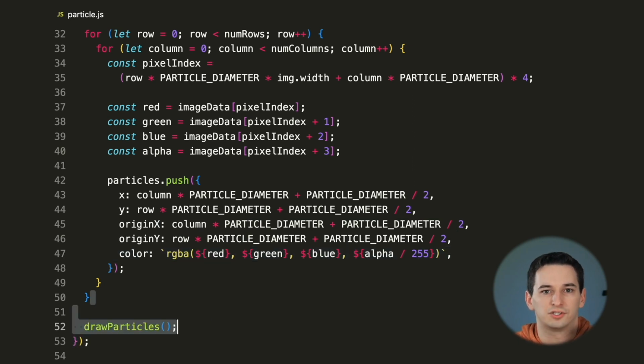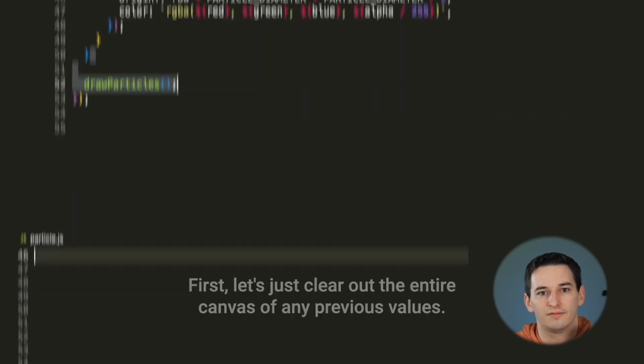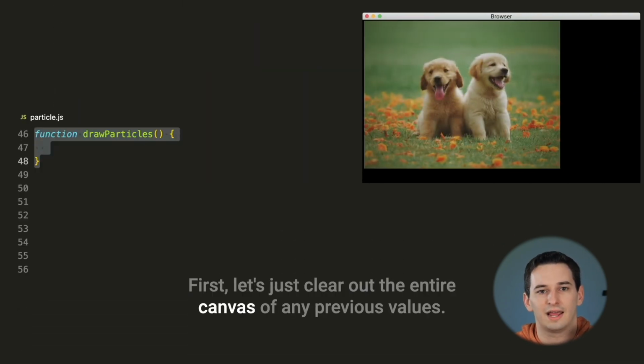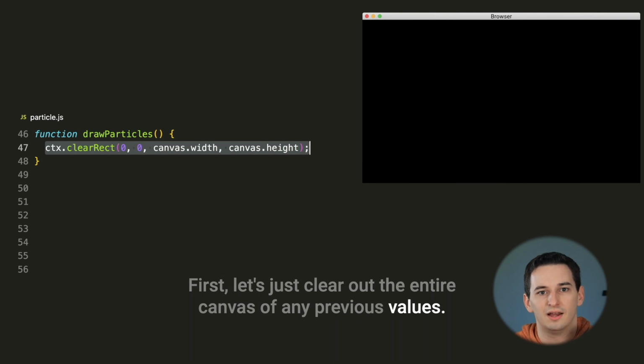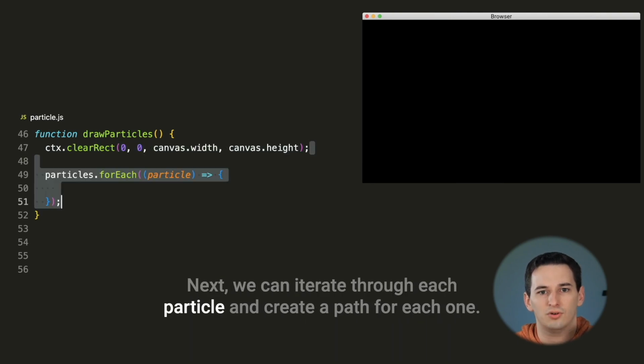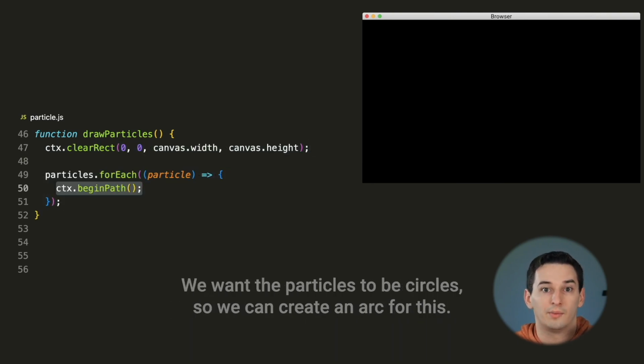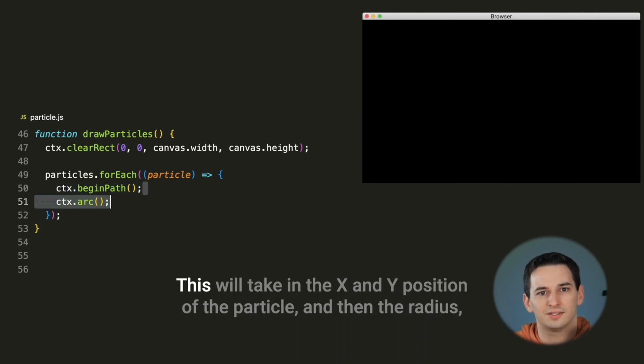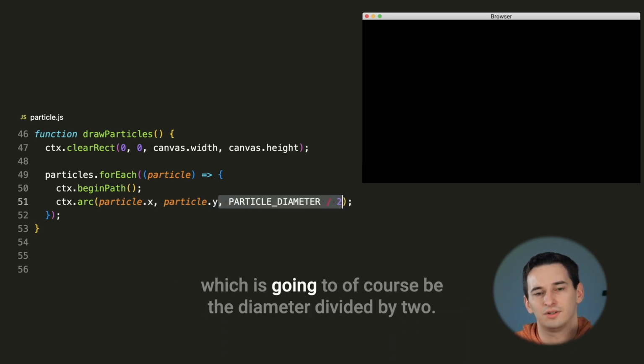So I'll create a new function for this called drawParticles. First, let's just clear out the entire canvas of any previous values. Next, we can iterate through each particle and create a path for each one. We want the particles to be circles, so we can create an arc for this. This will take in the x and y position of the particle, and then the radius, which is going to, of course, be the diameter divided by 2.